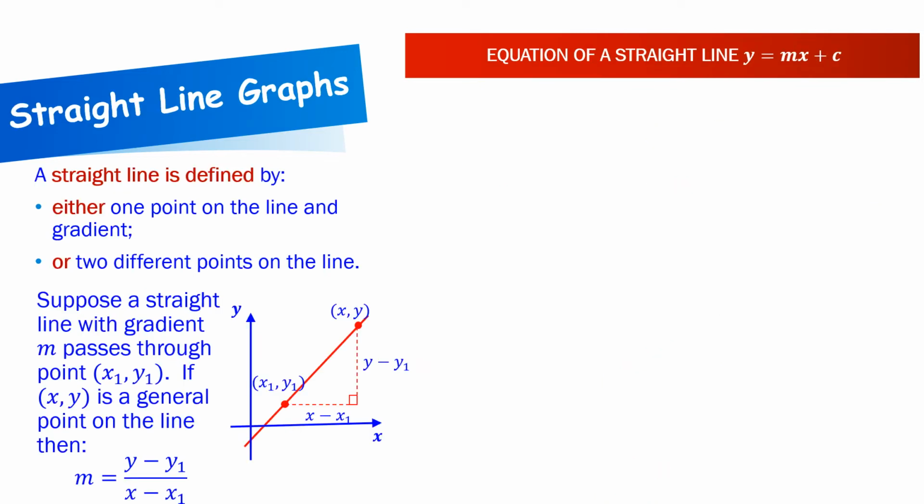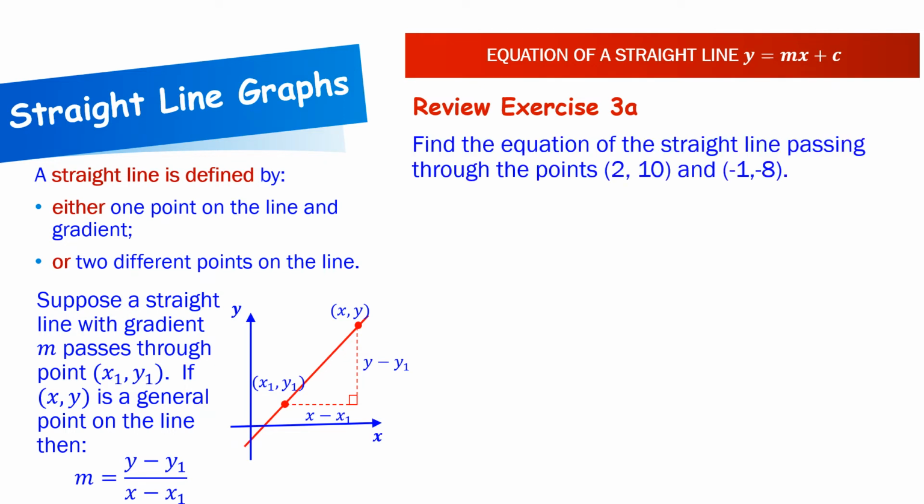We are now going to revisit straight lines again, and gradients in particular. So let's take a look at an exercise to illustrate the theory. Find the equation of the straight line passing through the points (2, 10) and (-1, -8).